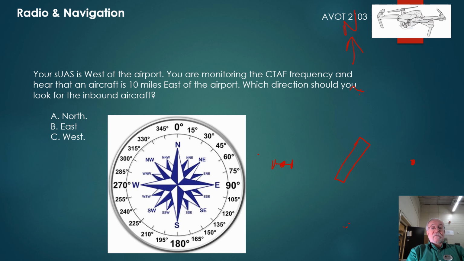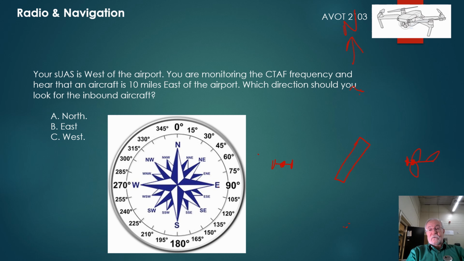But the aircraft is 10 miles east of the airport. Where is he? It should be obvious at this point. East would be over here. He's over here flying in his cool little airplane. So the question is, where should you look?